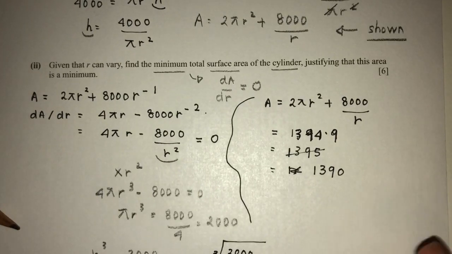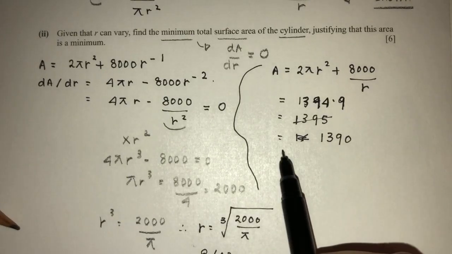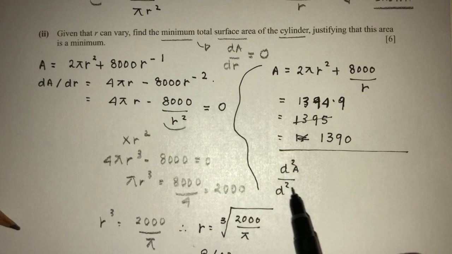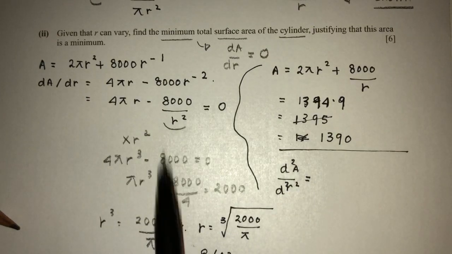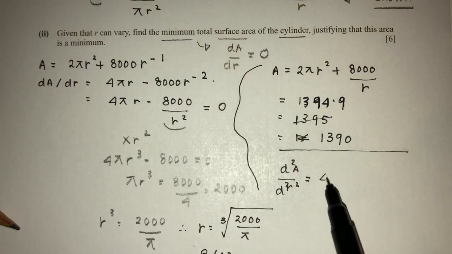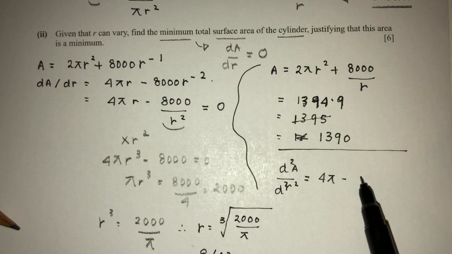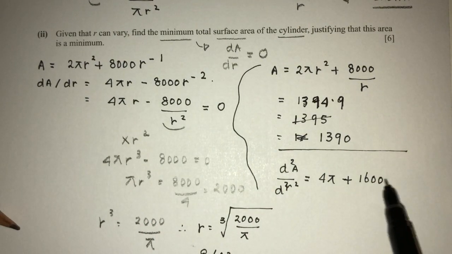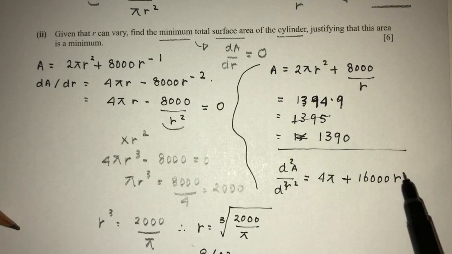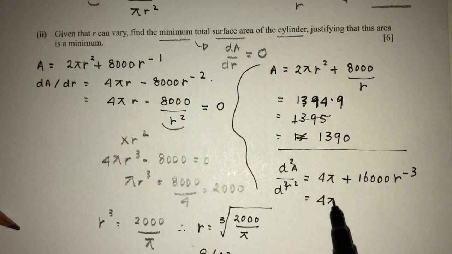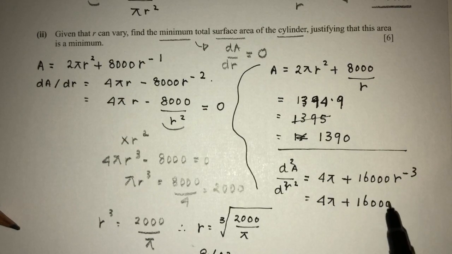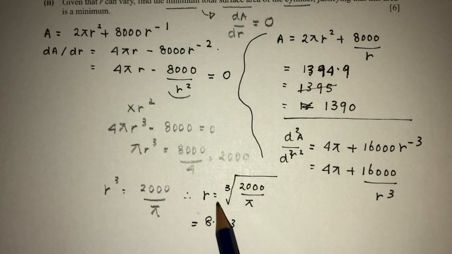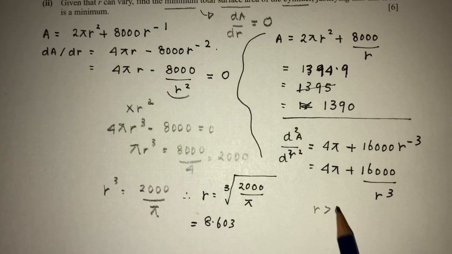Usually you prove this by using the second derivative, d²A/dr². So we have to re-differentiate this one. That will be 4π minus, we first multiply this by this, that will become plus 16,000 r to the power of minus 3. That will be 4π plus this over r cubed.